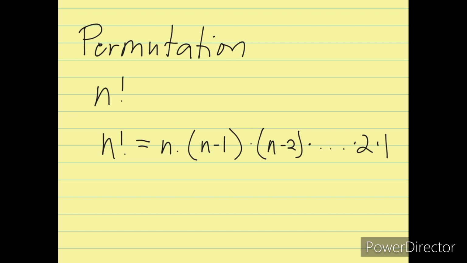N factorial is the product of all integers less than or equal to n. So n factorial is equal to n times n minus 1 times n minus 2 times and so on times 2 times 1. And remember, as a special case, we define 0 factorial is equal to 1. Always remember that.